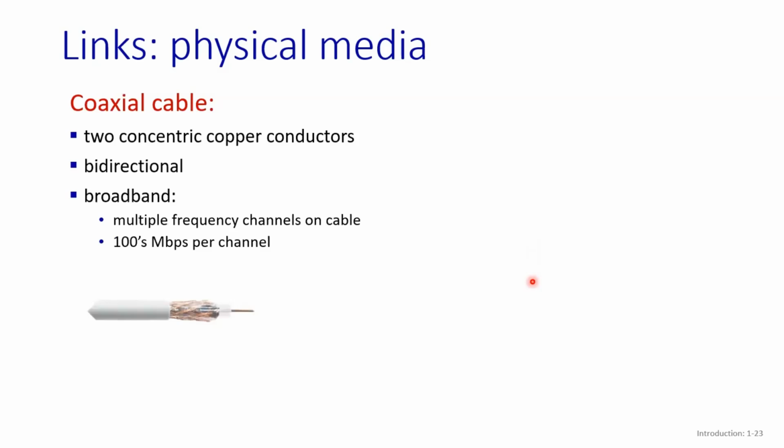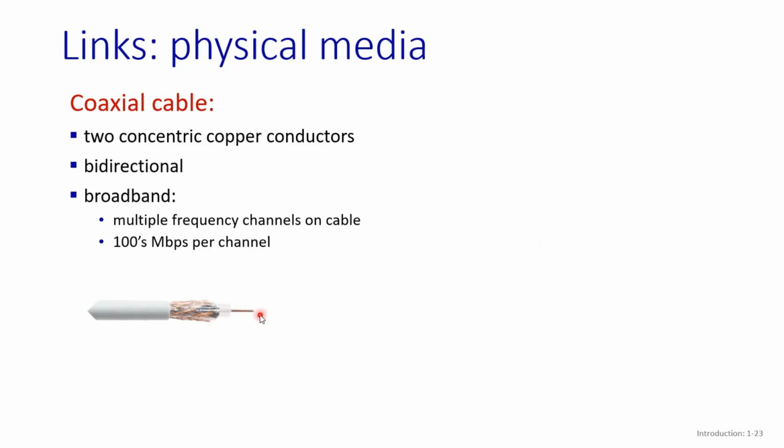And then we have a coaxial cable. We studied the coaxial cable when we were studying the cable-based access network. In the cable-based access network, most of the time, generally the coaxial cables are used. You may have seen this cable in real life as well. So in coaxial cable, we have two concentric copper conductors.